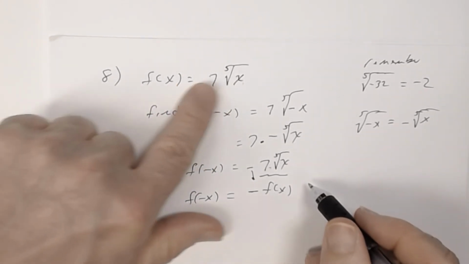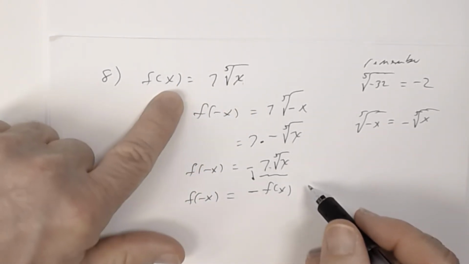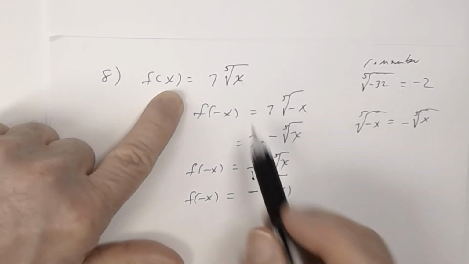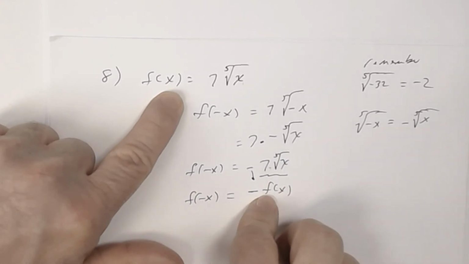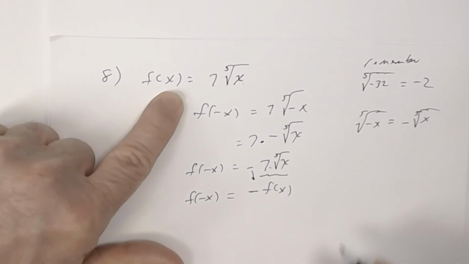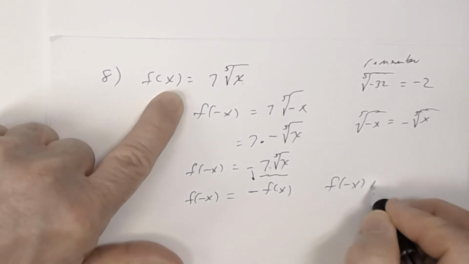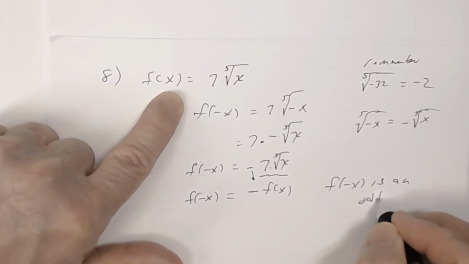So that means that this function is what kind of function? If f of negative x is the opposite of f of x, that means that this is what kind of function? An odd function. So f of negative x is an odd function.